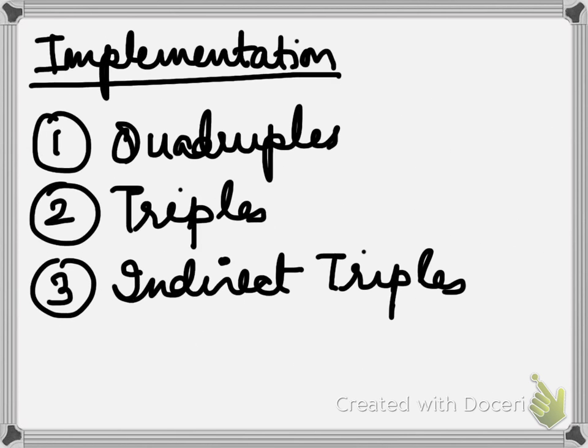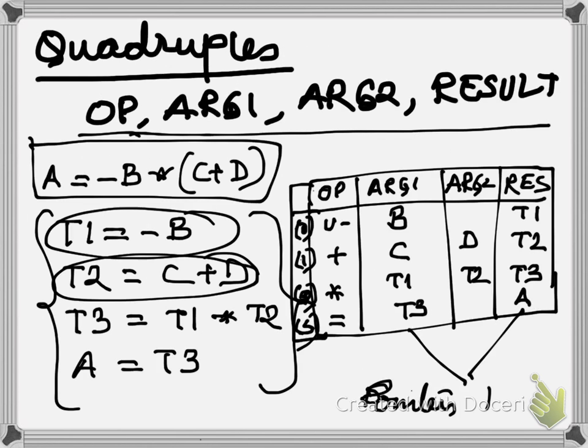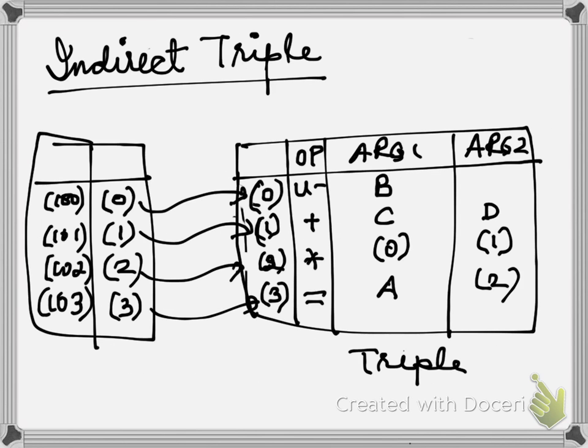Like you can see in quadruples, we can easily do this interchanging of instructions. It will not affect the others. Okay, but in case of triples, we are referring to the previous statement. Like here we are referring to the statement number. So when we do interchanging, then this may create some problems.